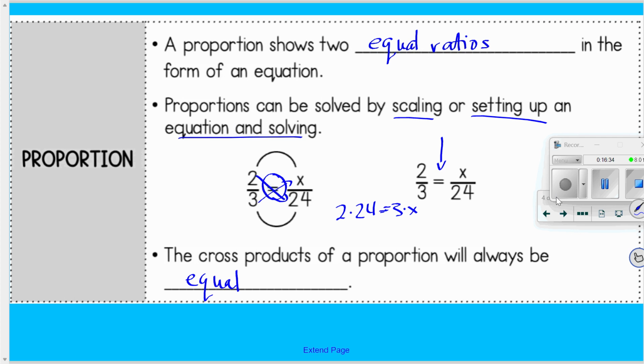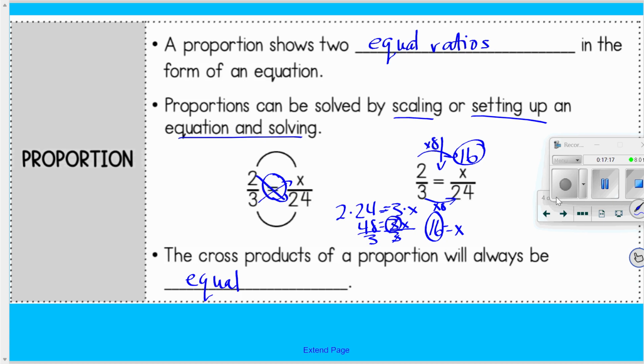Okay? So then to solve it, I multiply 2 times 24 and I would get 48 equals 3 times x. Just like we taught you last year, here's my x. So I need to divide both sides by 3 to get that x by itself. 48 divided by 3 would be 16. You could also solve it the way we taught you last year and really stressed. How would I go from 3 to 24? Times 8. So what am I going to do to the 2? 2 times 8 gives me 16. Did I get the same answer? Yes. Can you do it either way? Yes.